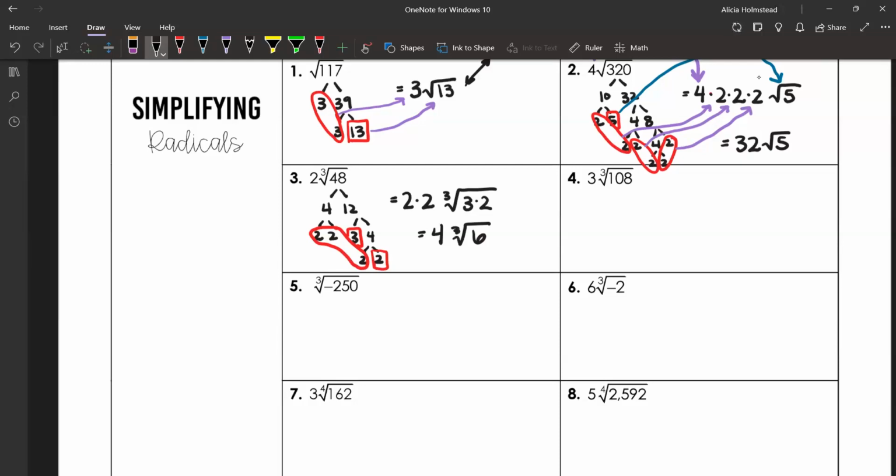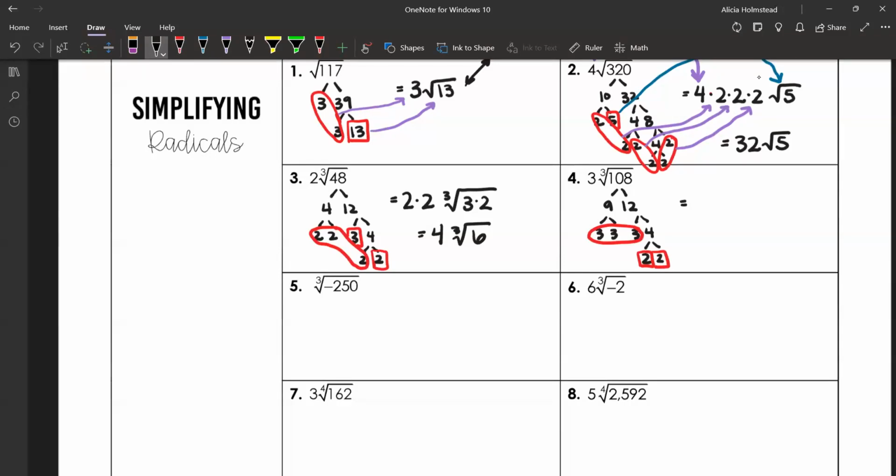Next one, let's break down 108. That is 9 times 12. 9 is 3 times 3. 12 is 3 times 4. 4 is 2 times 2. Our index is 3, so we're looking for groups of 3 things. Got 3 things there, and then 2's left over.